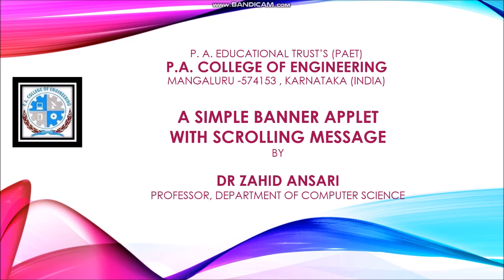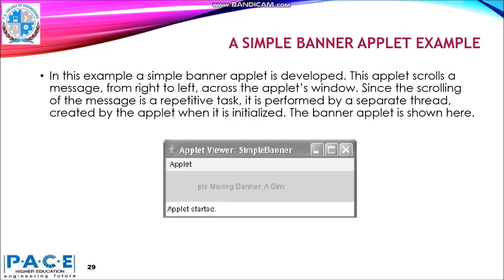In this video, I'll discuss how to create a simple banner applet with a scrolling message. We take an example. In this example, a simple banner applet is developed. This applet scrolls a message from right to left across the applet's window. Since the scrolling of the message is a repetitive task, it is performed by a separate thread created by the applet after it is initialized.